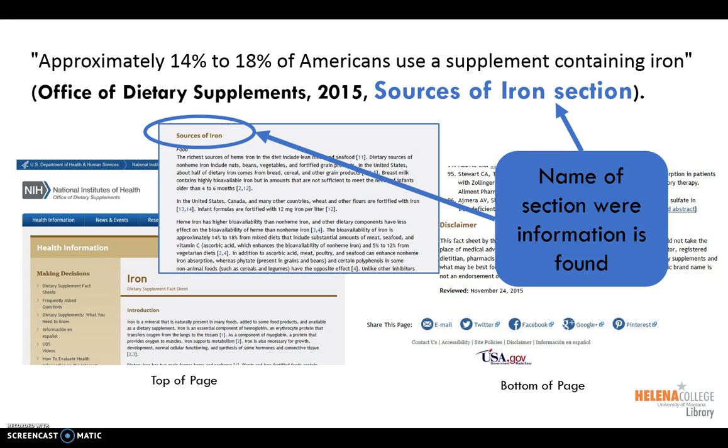Most in-text citations also require a page number, but websites do not have stable page numbers. If the document has section headings, those can be used instead. If there are no headings, the citation will only include the author and the date. Our direct quote came from a section titled Sources of Iron.